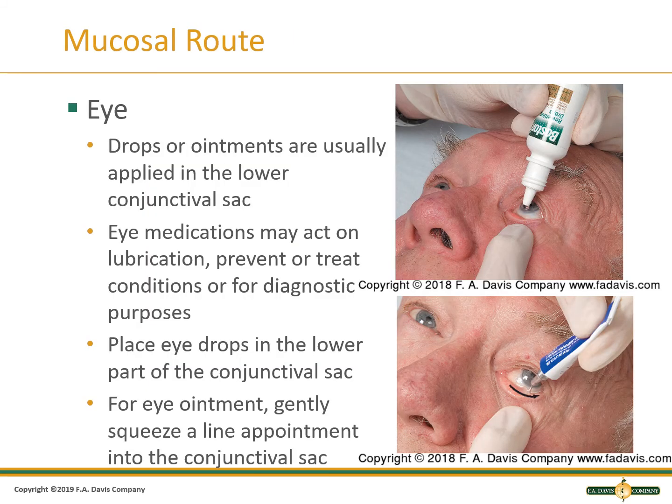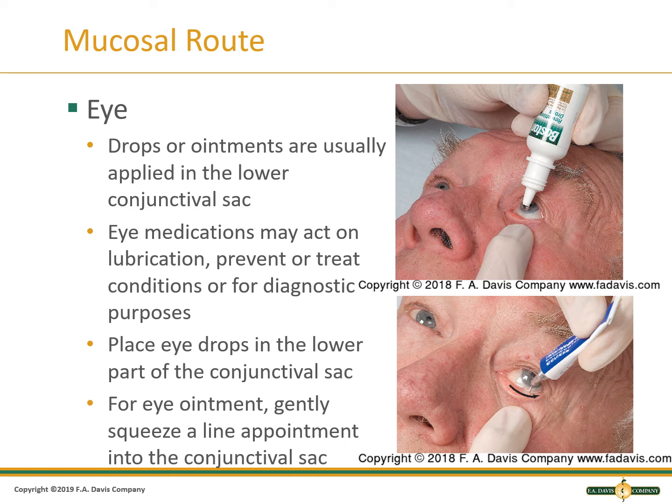Drugs may be absorbed through the mucosal route in the eyes, nose, rectum, and vagina. This route is sometimes preferred because the drugs enter directly into the bloodstream with faster onset of action. Place eye drops in the middle part of the lower conjunctival sac. Have the patient tilt his head and look upward. Gently pull the lower lid down to expose the sac.